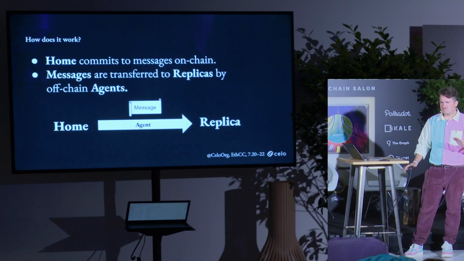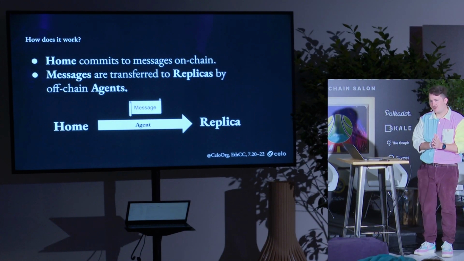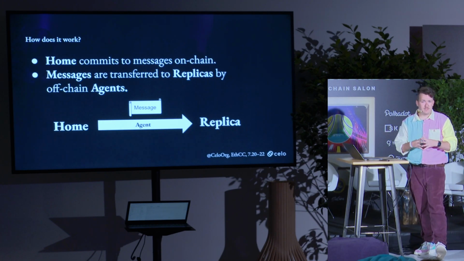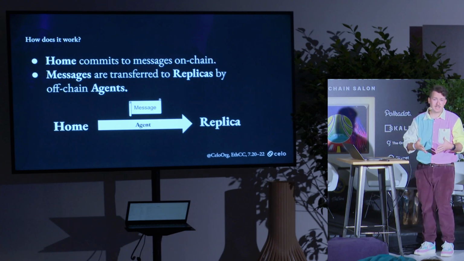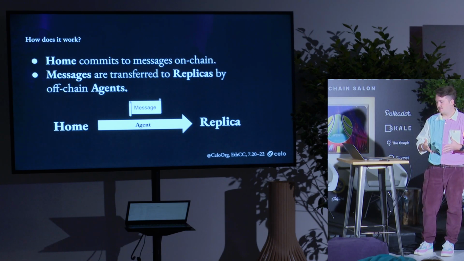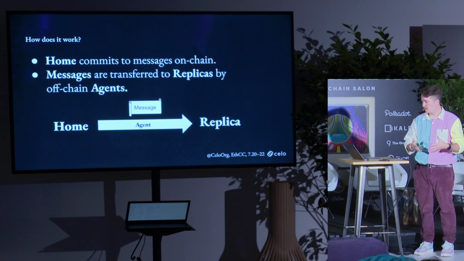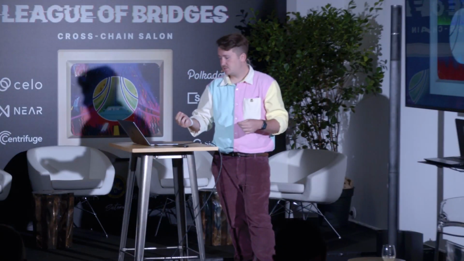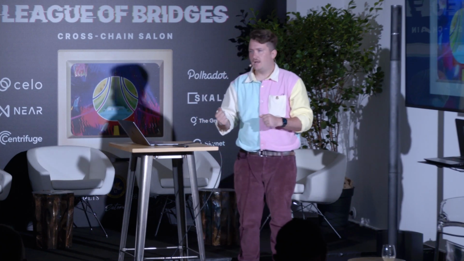So simply, you've got a home chain, you've got a relay or a replica chain, and the home commits messages to its home state, and the messages are relayed to the various replicas by a series of off-chain agents. These agents just kind of exist. We're going to talk about the individual ones and what they do.